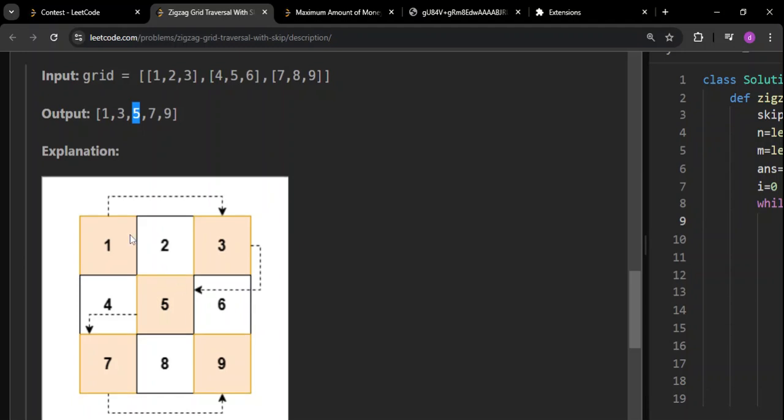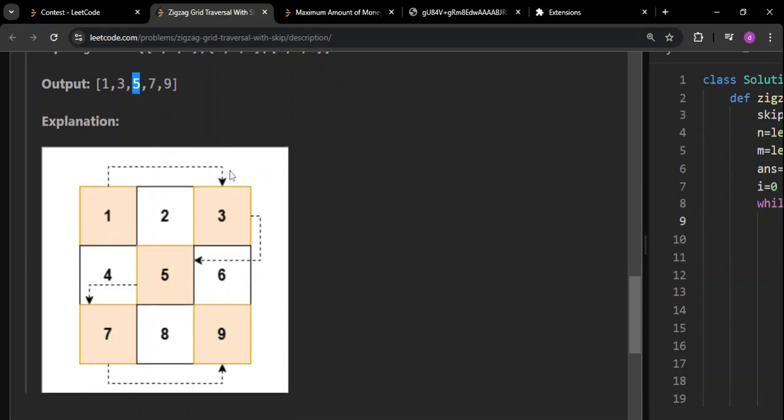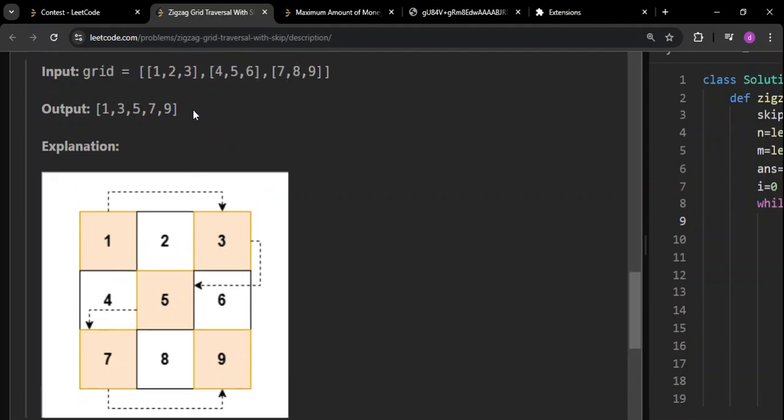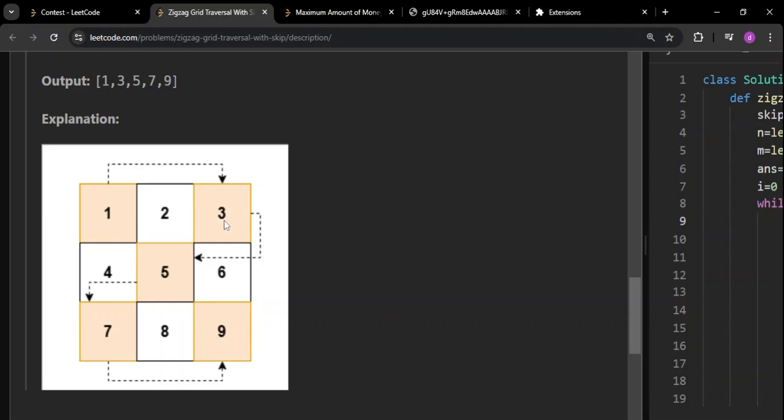Whichever cells are highlighted in yellow, you can also see the arrow marks to understand in which direction we are moving, and the ones which are highlighted in yellow are being shown in the answer. So the question is very simple. You have to move in a zigzag order. What is zigzag? Zigzag means that for the first row that we are traversing, it has to be in the left to right fashion, and the second row that we are traversing, it has to be in the right to left fashion, and similarly you have to repeat from the third row onwards. This is the zigzag fashion.